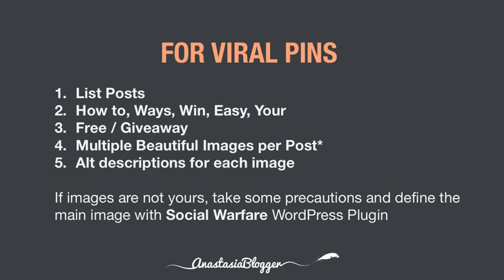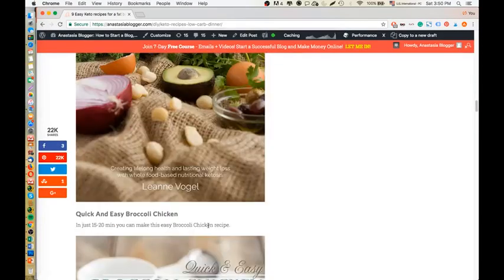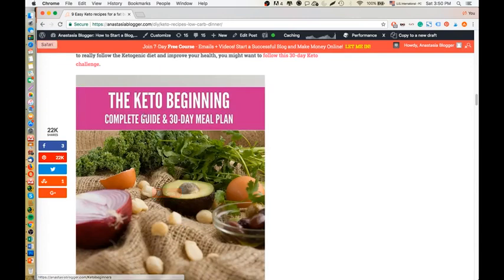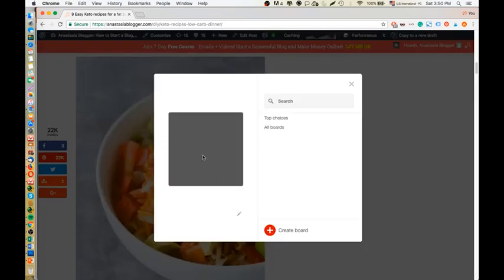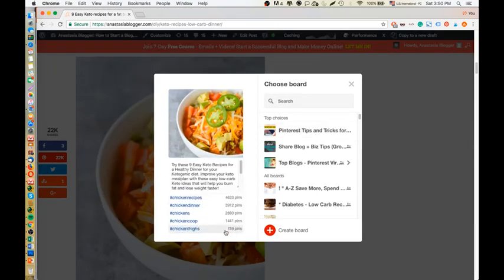When you're using images from other blogs in the roundup, the problem is that users will start sharing these images which don't belong to you, and the images will link to your post. And in case one of these images becomes a popular viral pin, the owner of the image will probably find it out and might complain to Pinterest.